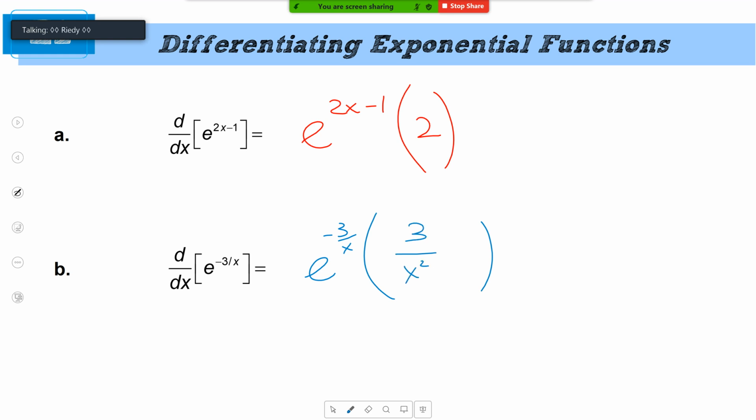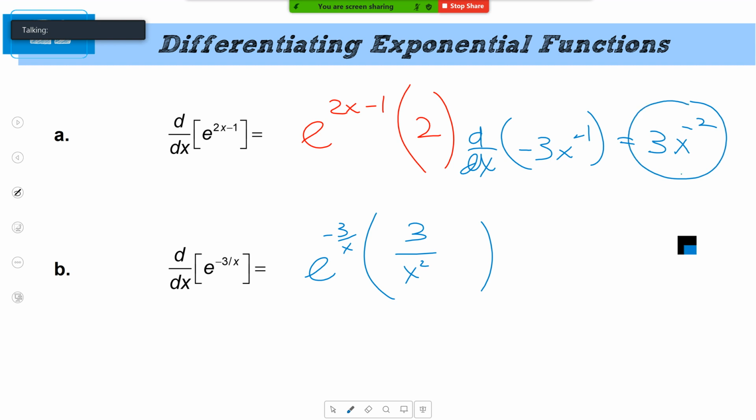Now, not everybody may have followed you on that 3 over x squared. Could you explain that a little bit, please? Well, I just did the derivative of negative 3 over x, which is the same as negative 3 times x to the negative 1. And then you do the little exponent rule thing. Good explanation. Love it. Okay. Anything tricky about that? No? Good. That's why I told you you'd like this lesson.